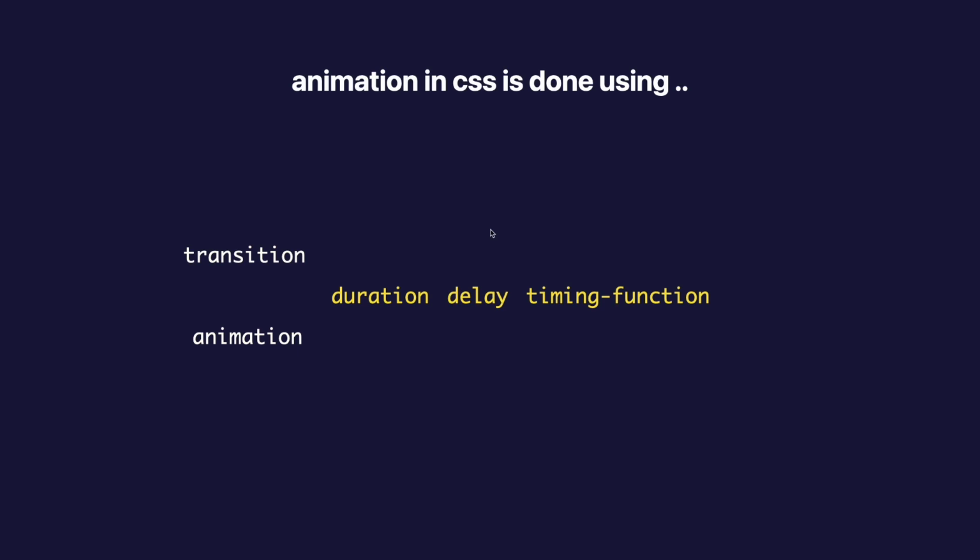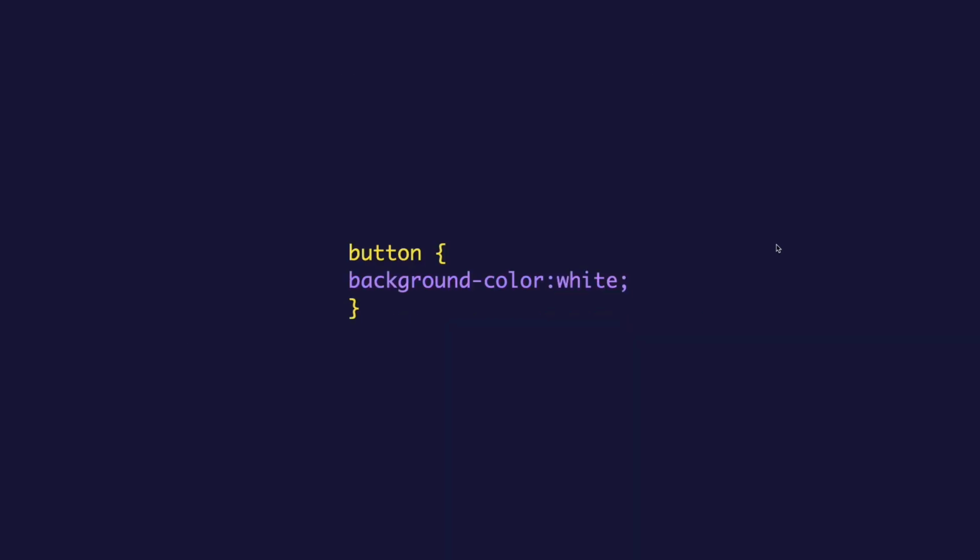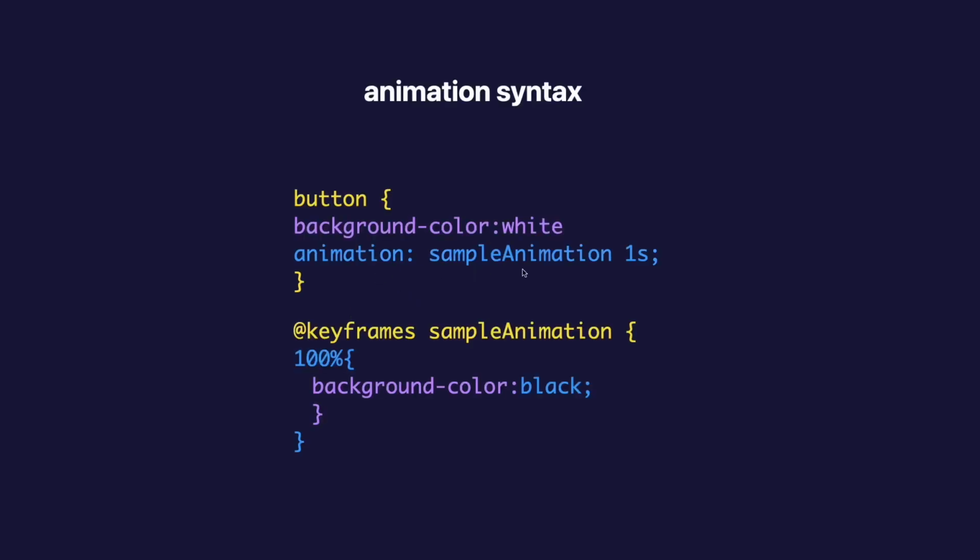If we want a more controlled animation, we will use the animation property. Both have control over the duration, delay, and timing function values, but animation has control over the iteration count, play state, fill mode, and the most important, the steps of the animation, which we will define using the keyframes selector. Going back to our previous example, to animate the background color of the button, we will add it using two steps. Step 1, define the keyframes animation steps. Step 2, link them to the CSS block using the name of the keyframes block and the duration.